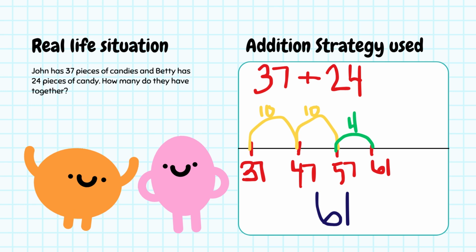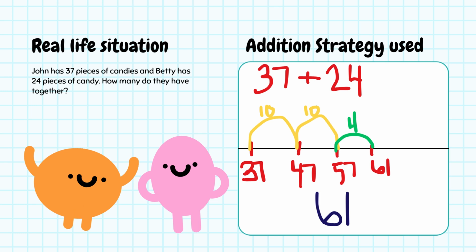So let's start with our 37 on the number line. And we're going to add 2 tens. We're going to hop, hop. We can't hop again because that will give us 30. And we have 4, so we have to hop 4 to give us 61.